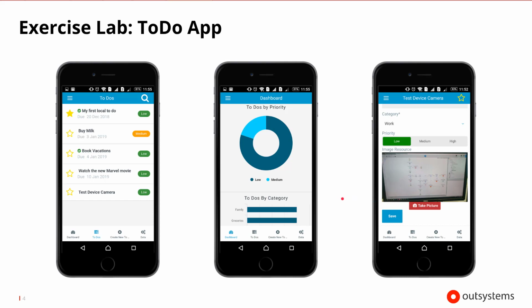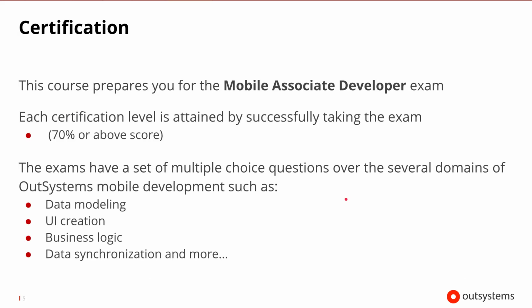So interesting things inside of the app for us to do during the course. Now, as we finish the course, you will have learned a great deal of information, and you will have enough knowledge to be prepared to take the Mobile Associate Developer exam. This developer exam has a passing score of 70% or above. So after taking the course, if you study a little bit and take the exam and get a 70%, you will be Mobile Associate Developer certified.